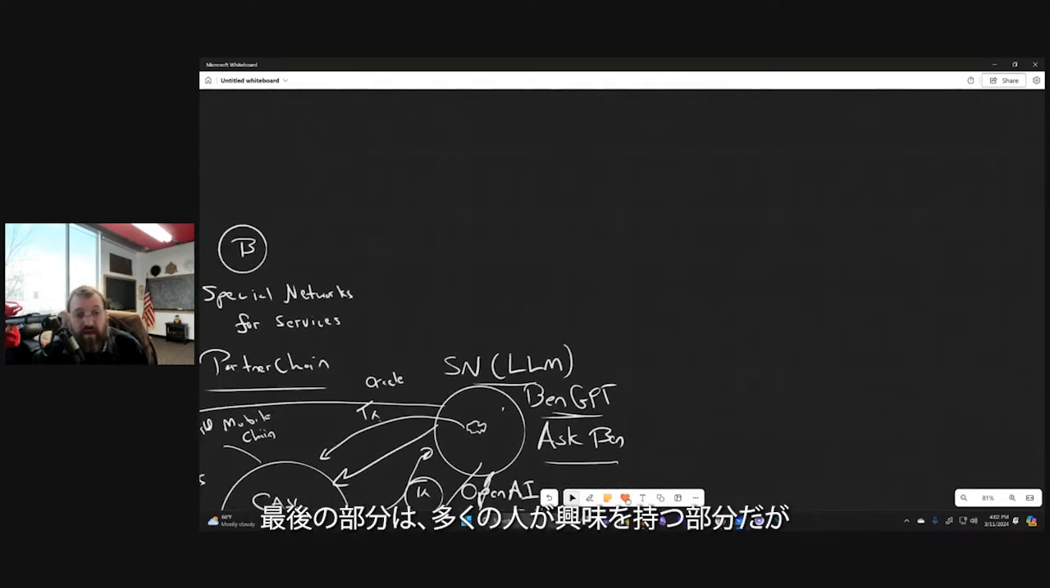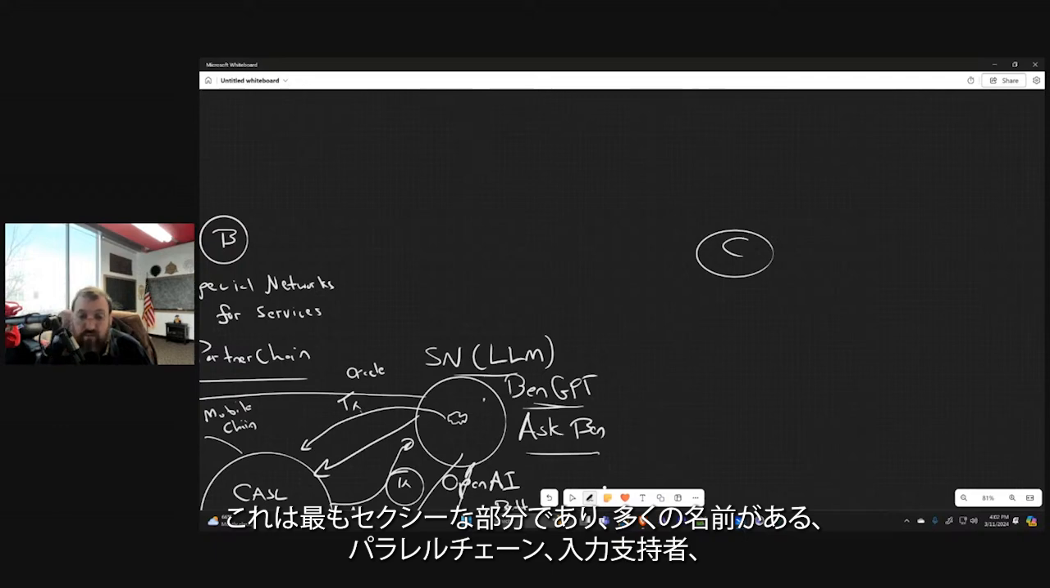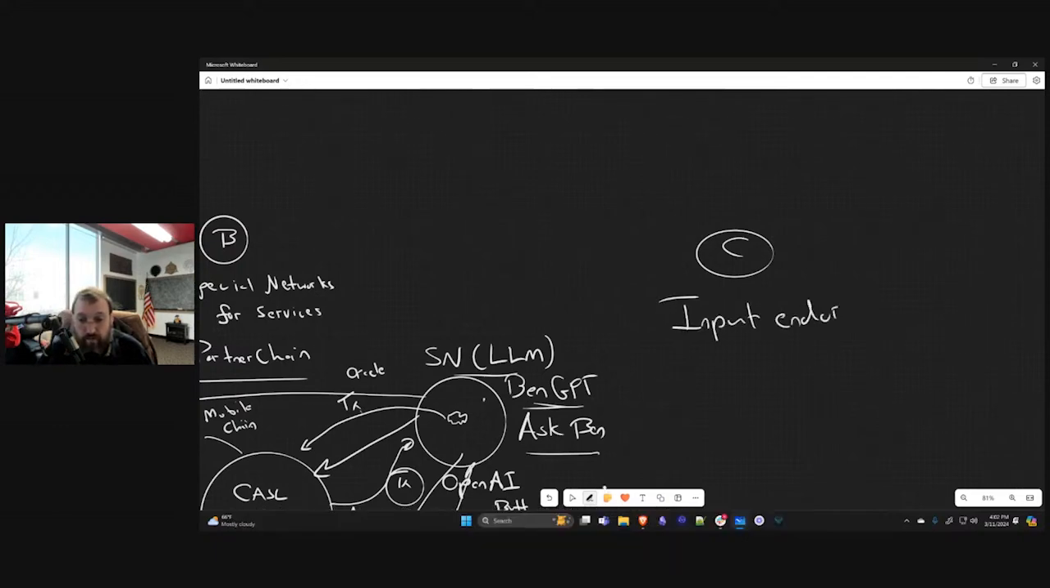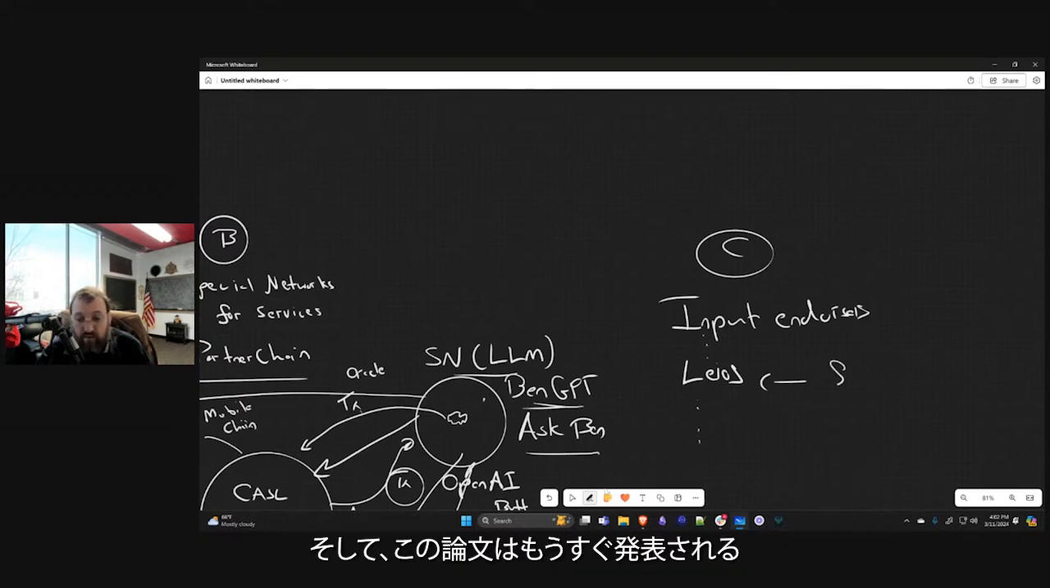Okay. The final part, which is what most people are interested in, this is the sexiest part. It's had many names: parallel chains, input endorsers, Leios, etc., etc. This is under heavy, heavy, heavy, heavy review and construction, and this paper is almost out.